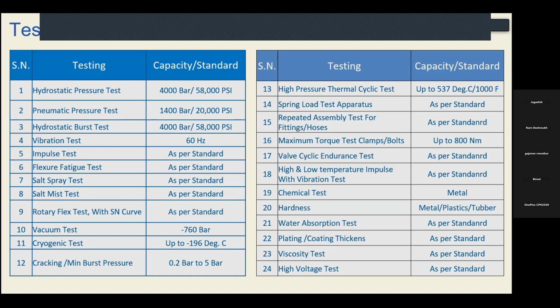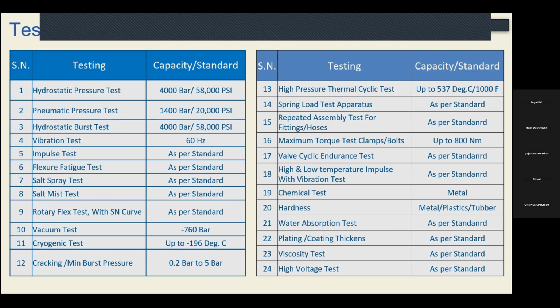Then we have the flexure fatigue testing. So flexure fatigue testing is one type of flexing of the tubes, or you can see that four type of flexing can be possible over here. We have environmental testing chambers like salt spray testing, salt mist testing. So salt spray testing is a normal test, but salt along with the mist is one kind of unique test where you can actually simulate the seawater condition, and we can see the overall performance of the product.